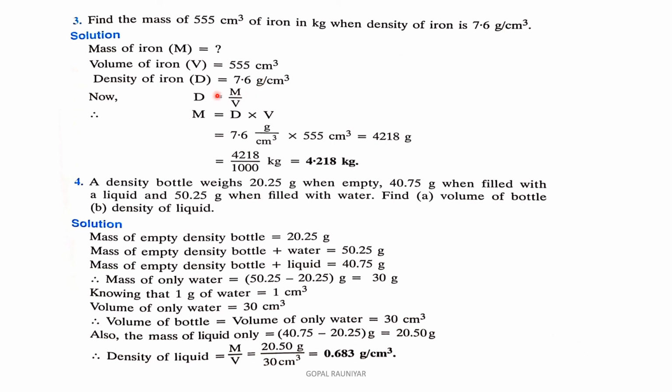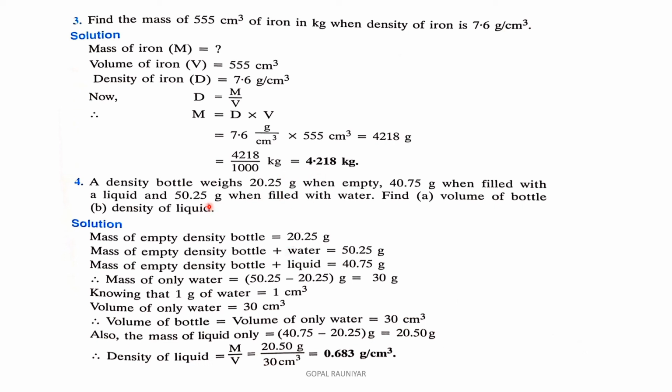We know the formula, density is equal to mass upon volume, and we have to calculate mass. So mass equals density into volume. Density is given 7.6, volume is given 555. We multiply 7.6 into 555, that gives 4218 gram. And we all know how to convert gram into kilogram. We have to divide by 1000, so we get 4.218 kilogram.